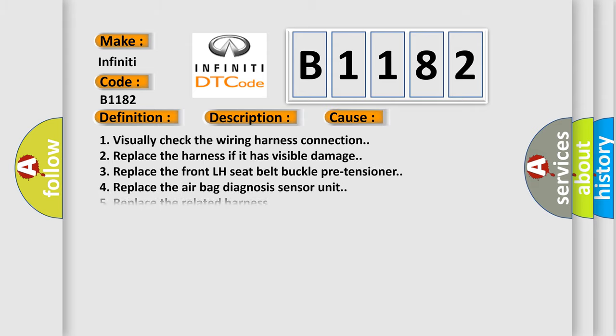This diagnostic error occurs most often in these cases: 1. Visually check the wiring harness connection. 2. Replace the harness if it has visible damage. 3. Replace the front LH seatbelt buckle pre-tensioner. 4. Replace the airbag diagnosis sensor unit. 5. Replace the related harness.